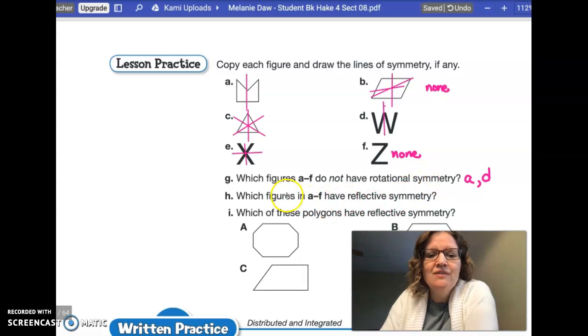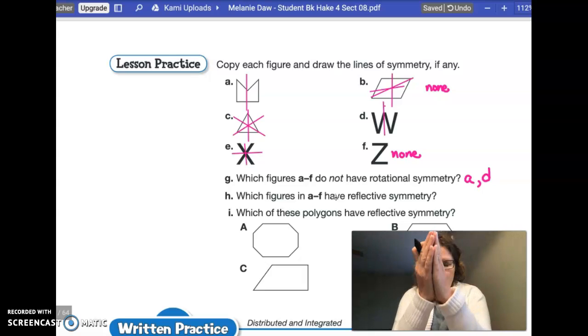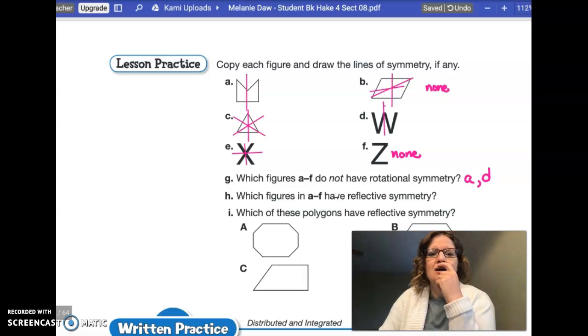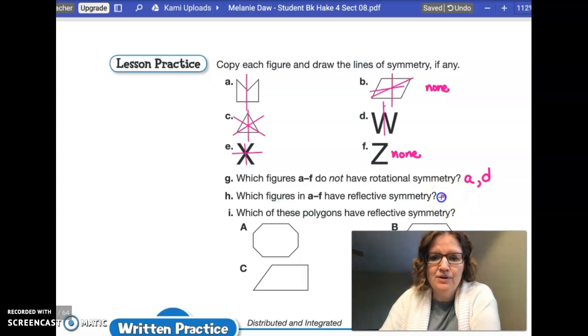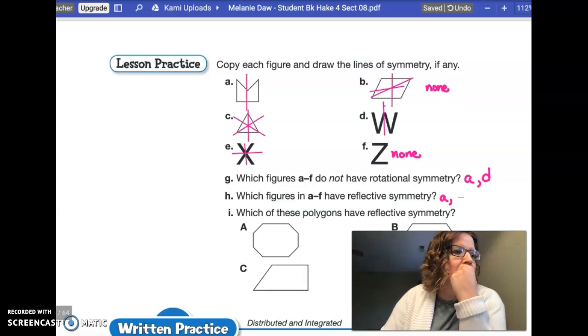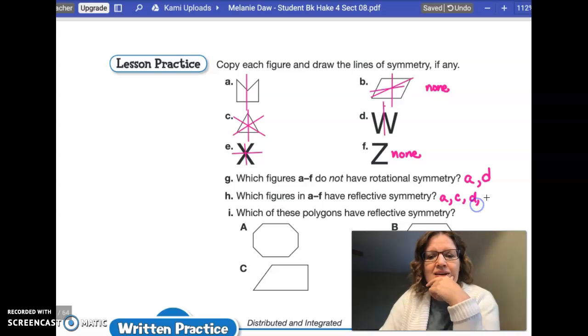And then which of these figures A through F have reflective symmetry, meaning that they are mirror images of one another? I'm looking, A comes to mind, it is mirroring it. C, got to think about that. C does. D is reflection, and E. So A, C, D, and E.